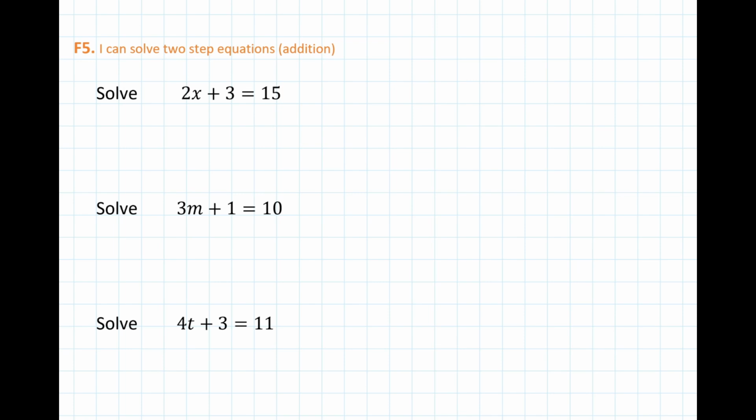So let's draw this bar model. On the left-hand side, we have 2x. So I draw 2x, and we add 3 to it. And this equals 15. This whole thing, 2x plus 3, equals 15. So now let's try to work out what x is.